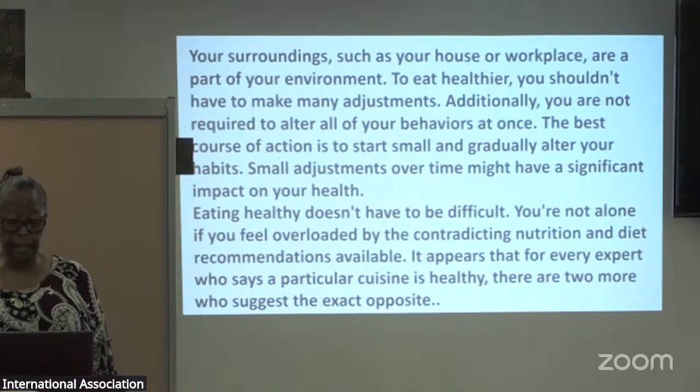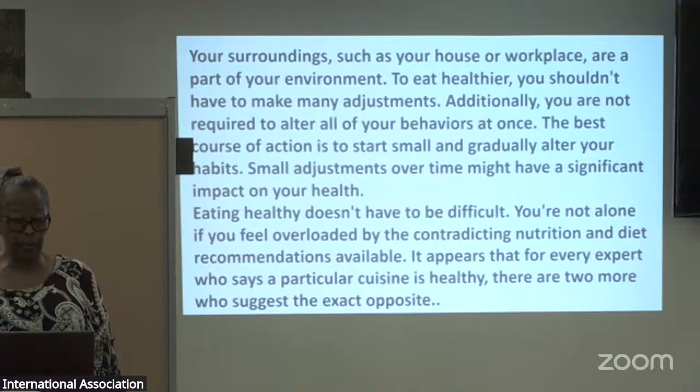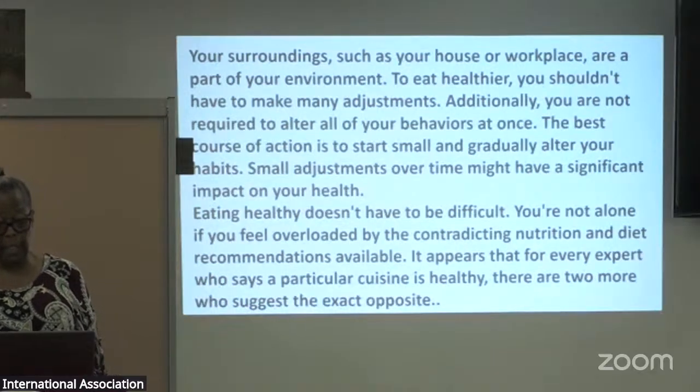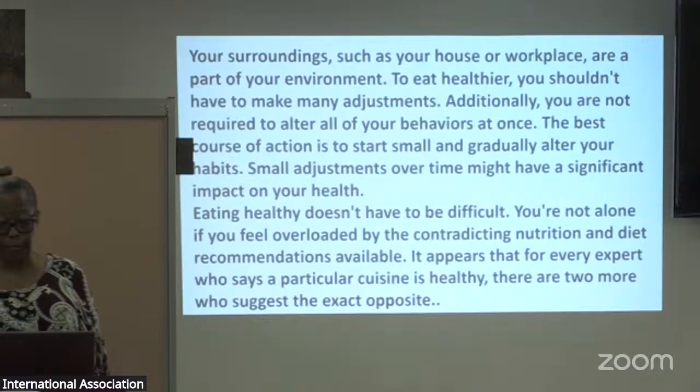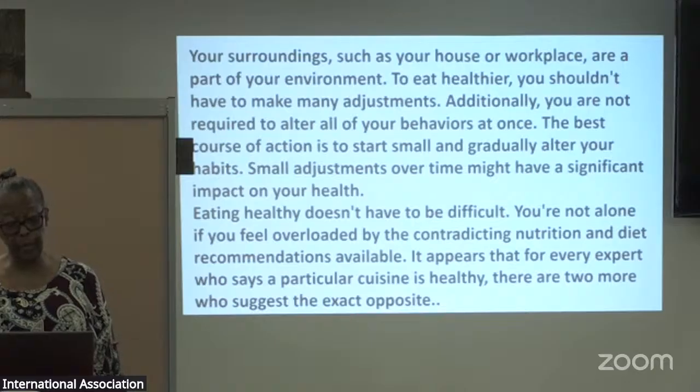Eating healthy doesn't have to be difficult. You are not alone if you feel overloaded by the contradicting nutrition and diet recommendations available. It appears that for every expert who says a particular cuisine is healthy, there are two more who suggest the exact opposite.